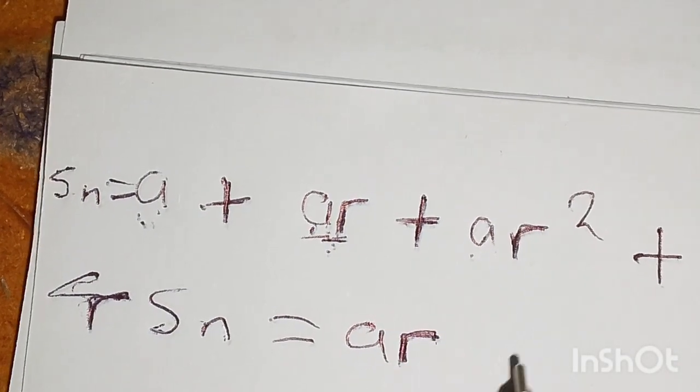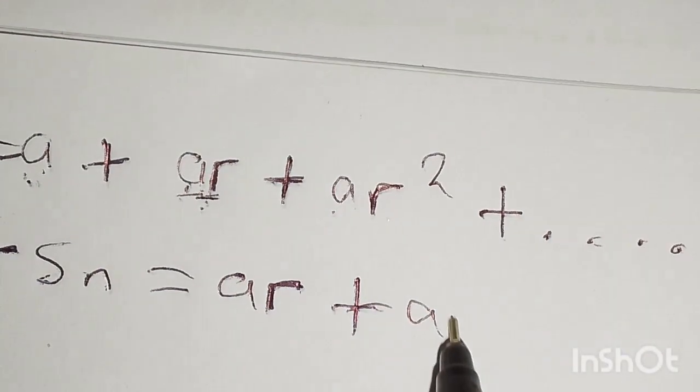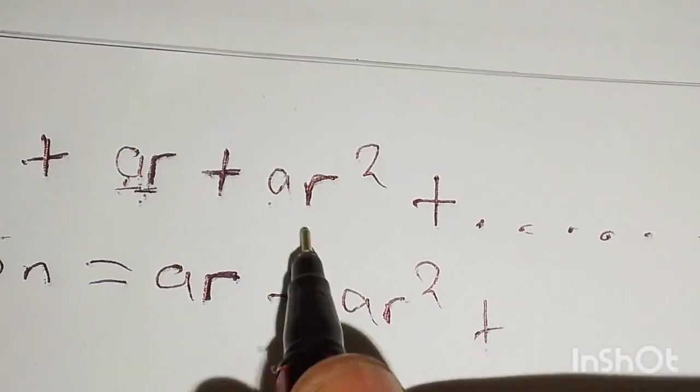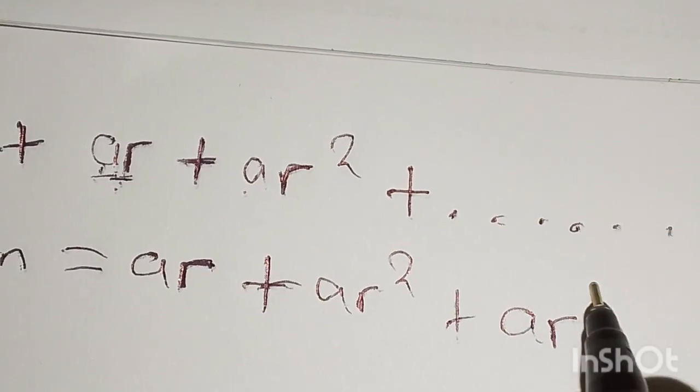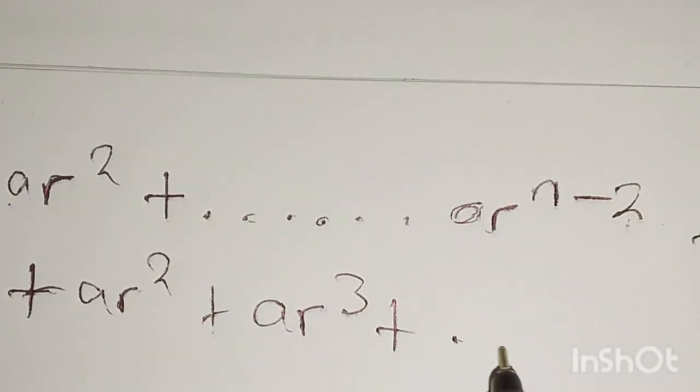Then using this formula, we are going to multiply by the common ratio throughout. So Sn multiplied by R gives R Sn is equal to A times R, which is A R, plus A R times R, which is A R squared, plus A R cubed, plus, and this continues.